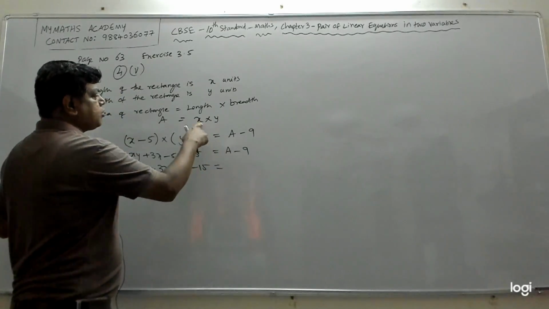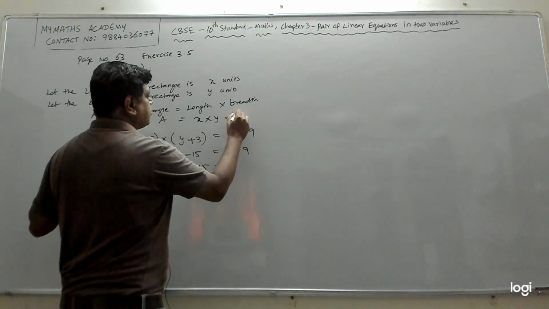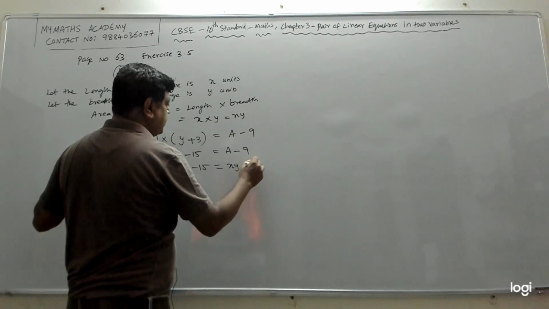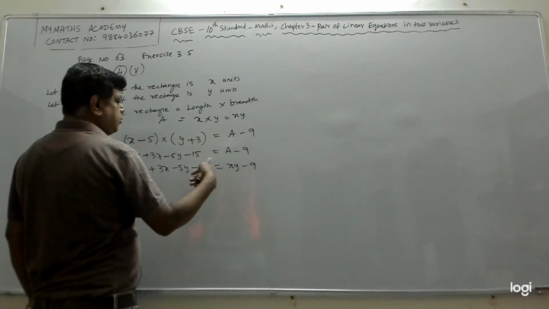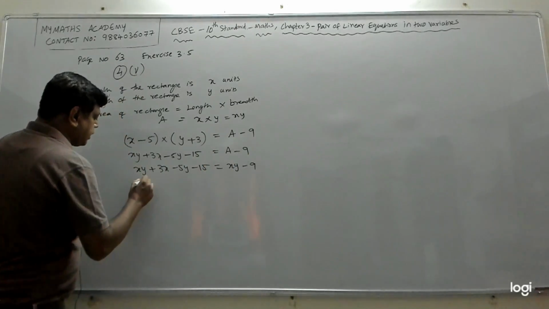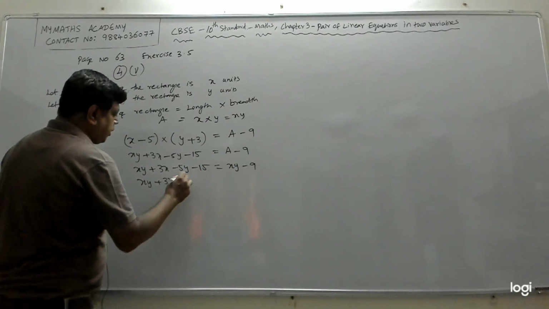What is the value of A? A is x into y, which means xy. So the area is xy minus 9, right? Now we'll bring all the variables to one side and numbers to the other side. So xy plus 3x minus 5y.